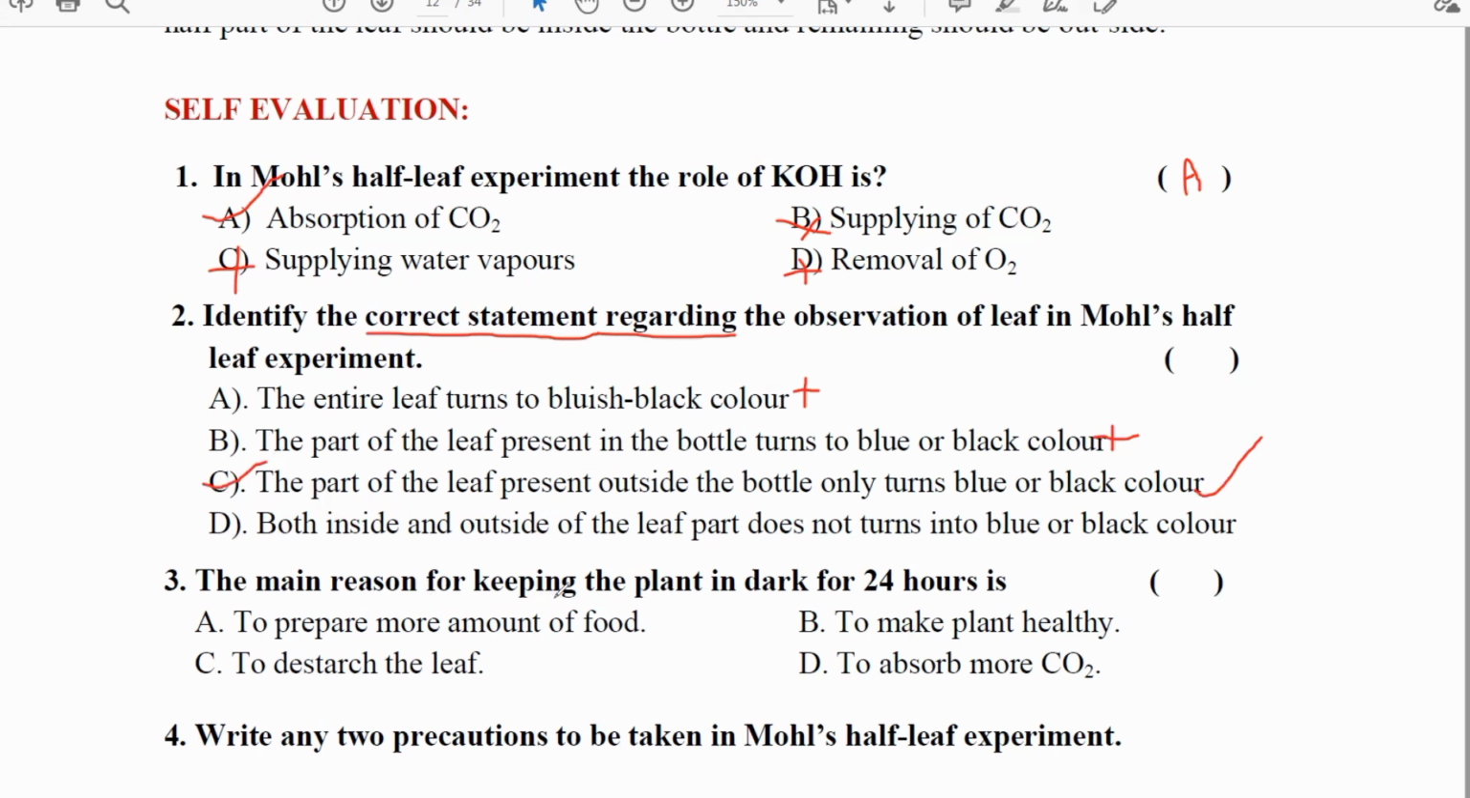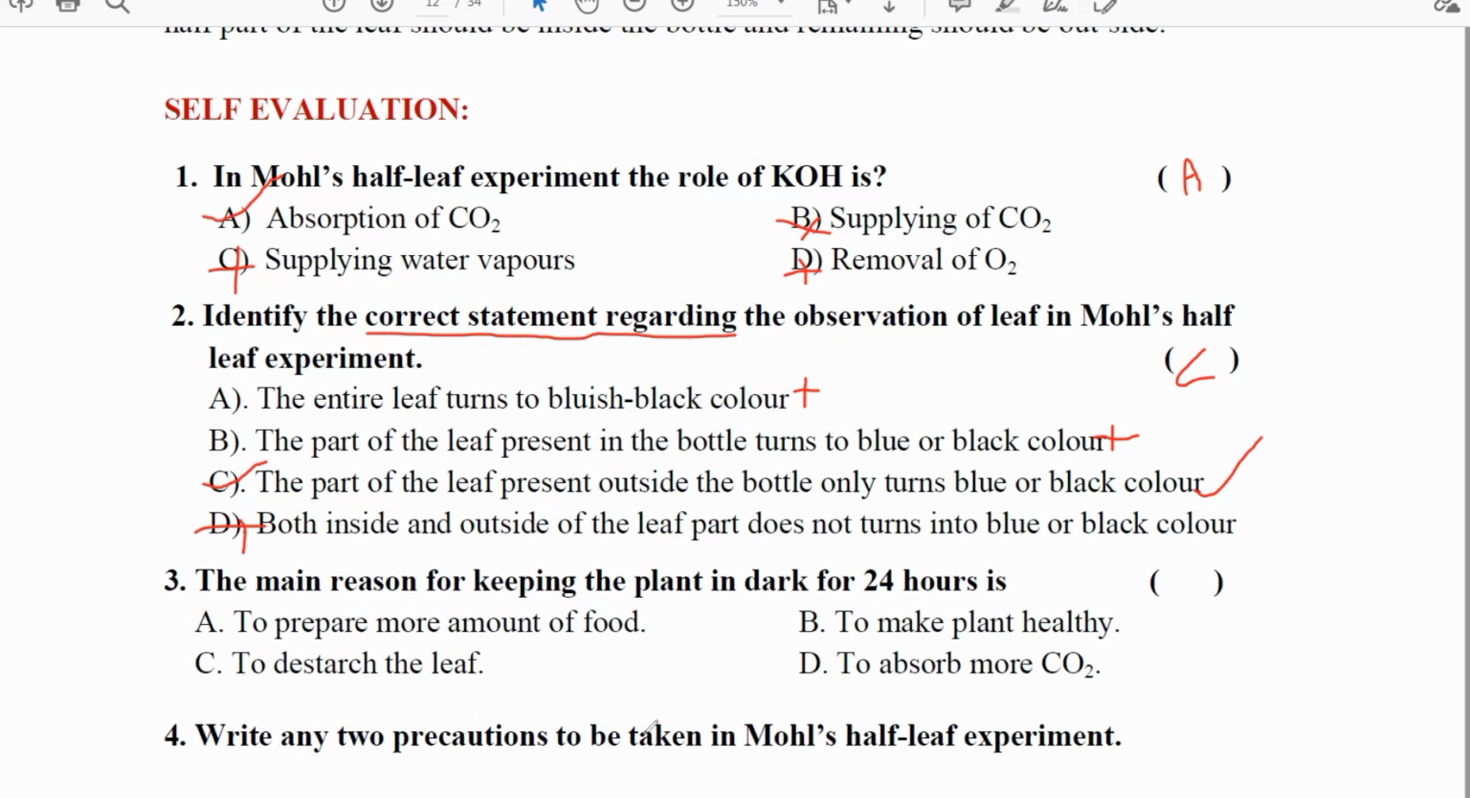Why? Because the part of the leaf which is outside of the bottle receives the sunlight as well as carbon dioxide, so it can prepare starch, and when we test by taking iodine reagent, it turns blue black color. Whereas D, both inside and outside of the leaf does not turn into blue black color. D is wrong. So the answer is C. The portion of the leaf which is present outside the bottle turns into blue black color. You have to keep that in your mind.